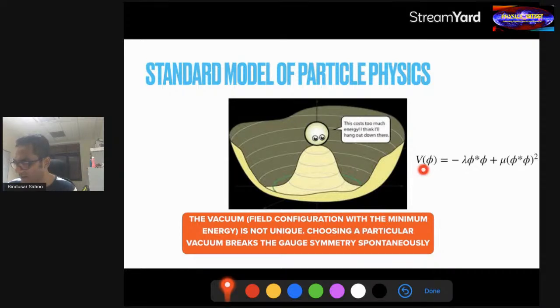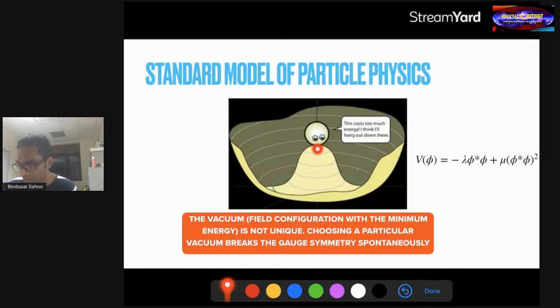Okay, and if you take this potential and plot it versus its real and imaginary part, it looks something like a Mexican hat, and that is why it is called a Mexican hat potential. So you see that the minimum of the potential is not here. If somebody is sitting here, it's not the minimum energy configuration. So the vacuum cannot be here at phi equal to 0.